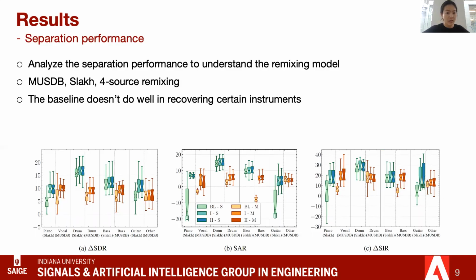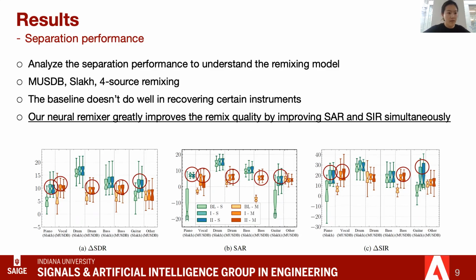Without any remix loss, the baseline doesn't do well in recovering some instruments, for example, piano and guitar in the Slakh experiments and vocal and bass in the MUSDB case. And look at the significant improvement over most of the instruments on all of the scores. The graph assures us that our neural remixer can successfully benefit from the joint separation-remixing objectives, where the remixing loss actually works like a regularizer that helps improve SAR score and SIR simultaneously.